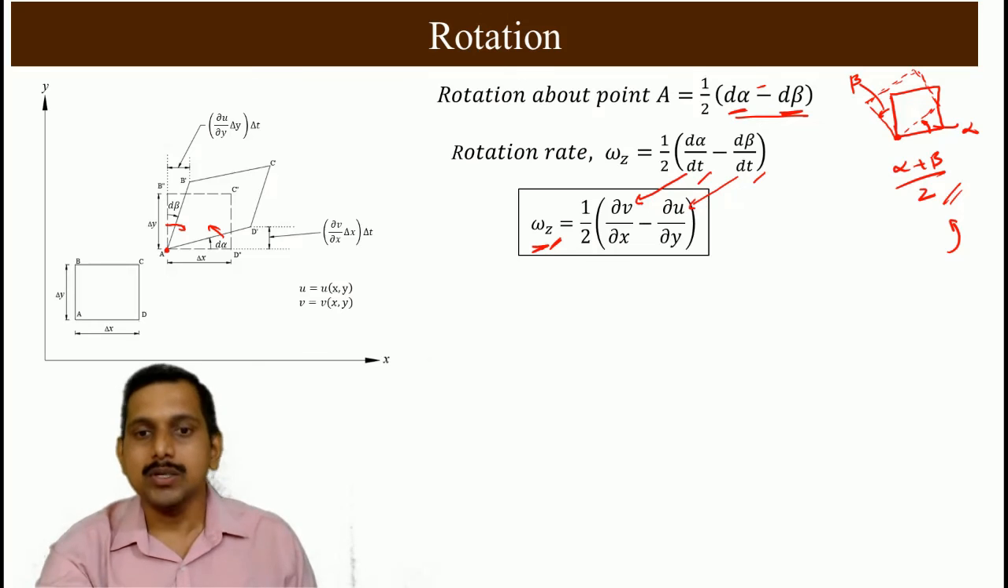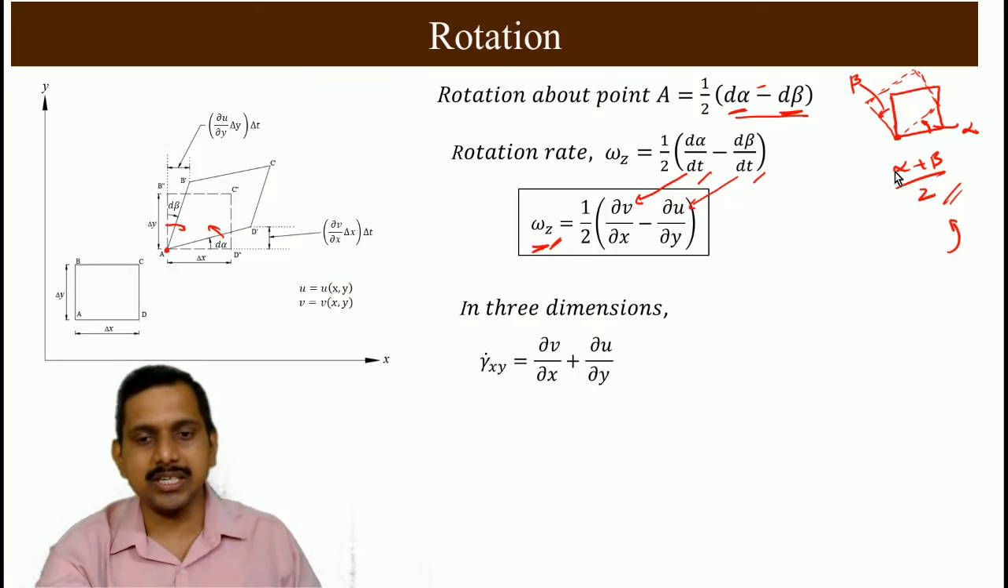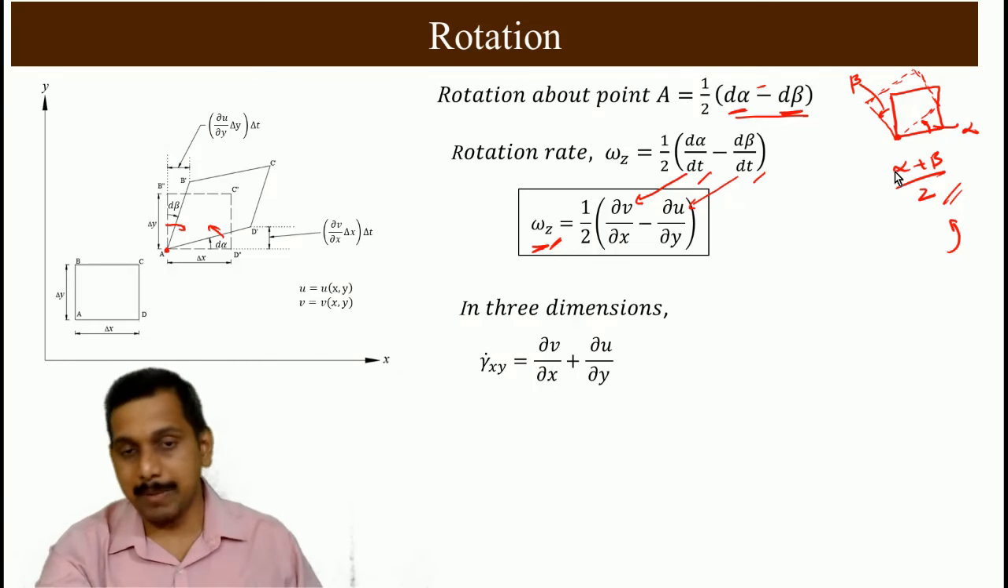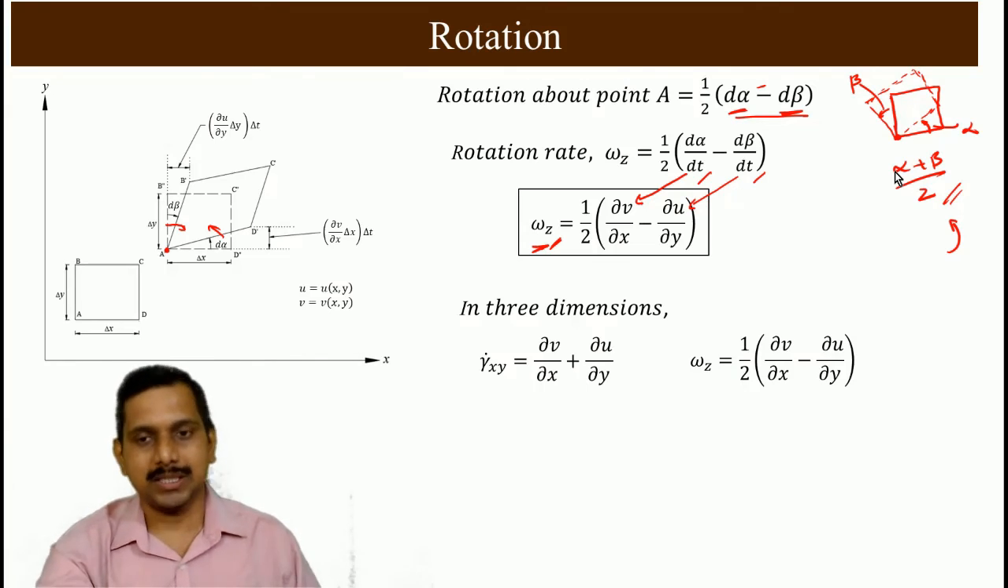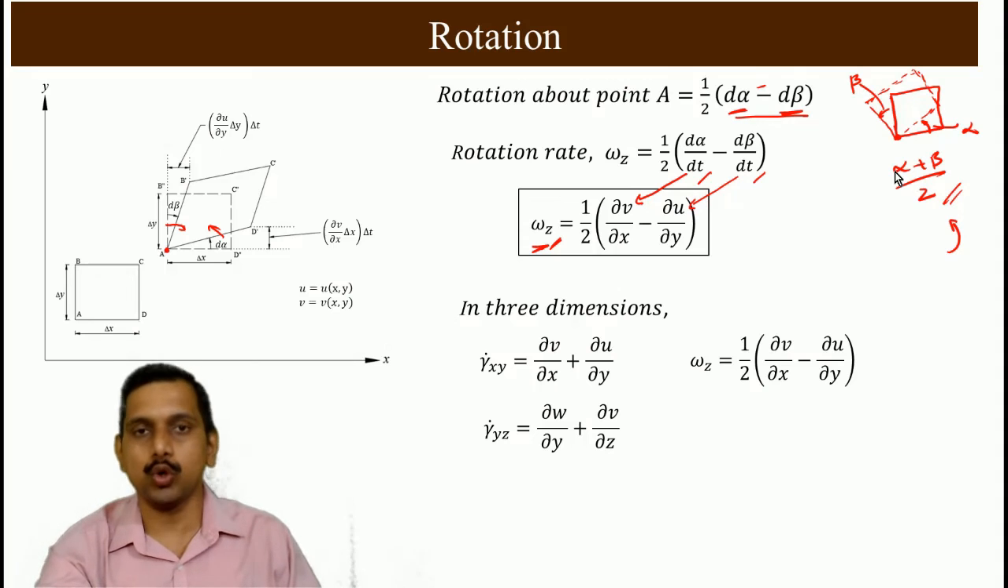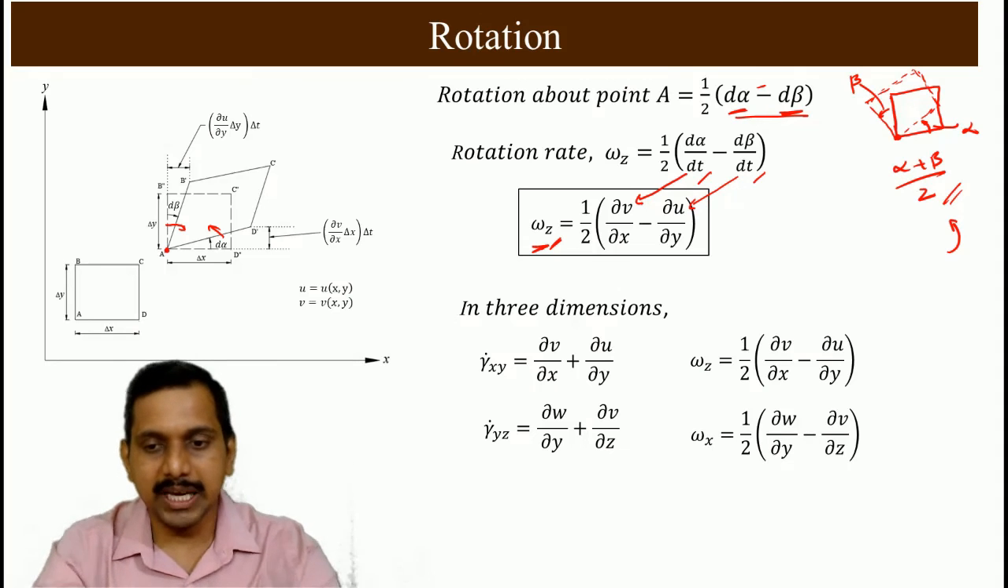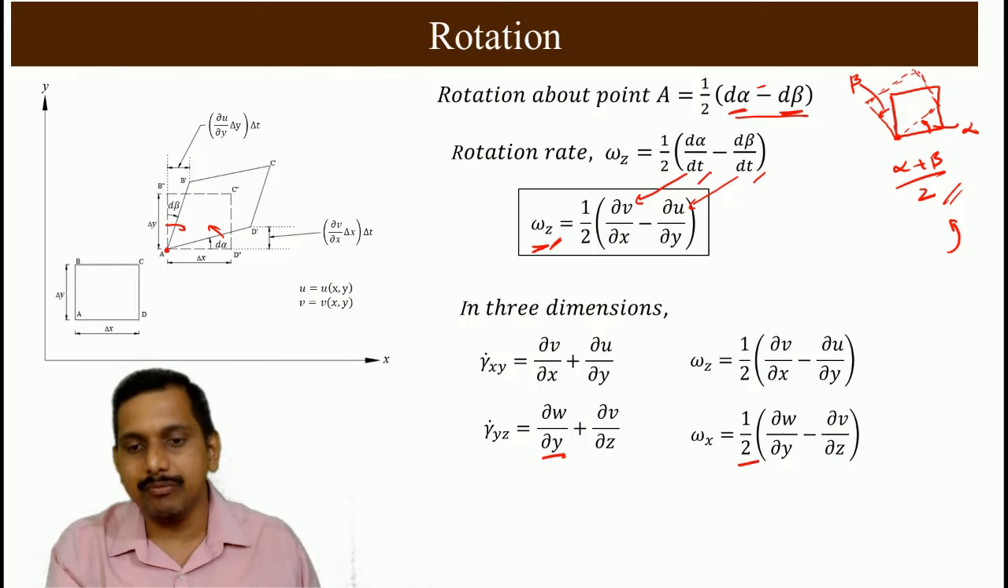Okay, so now in 3 dimensions, if we see in the general case, we can have the strain rate as gamma dot xy. We have seen that it is dou v by dou x plus dou u by dou y. Similar way, omega z is given by half of dou v by dou x minus dou u by dou y. Similar way, in the yz direction, it is dou w by dou y plus dou v by dou z. Here it is the same thing. Observe here, it is the same thing, but with a half and then a negative here. So dou w by dou y minus dou v by dou z.